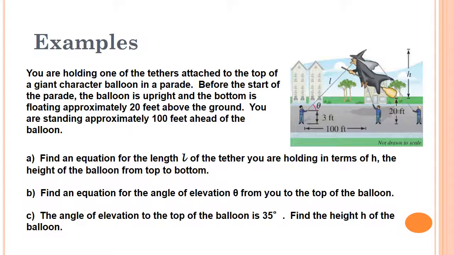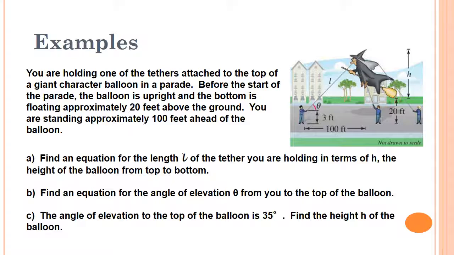Now you're holding one of the tethers attached to the top of a giant character balloon in a parade. Before the start of the parade, the balloon is upright and the bottom is floating about 20 feet off the ground, like you see here. You are standing 100 feet ahead of the balloon. Find an equation for the length L of the tether you're holding in terms of h, the height of the balloon from top to bottom.